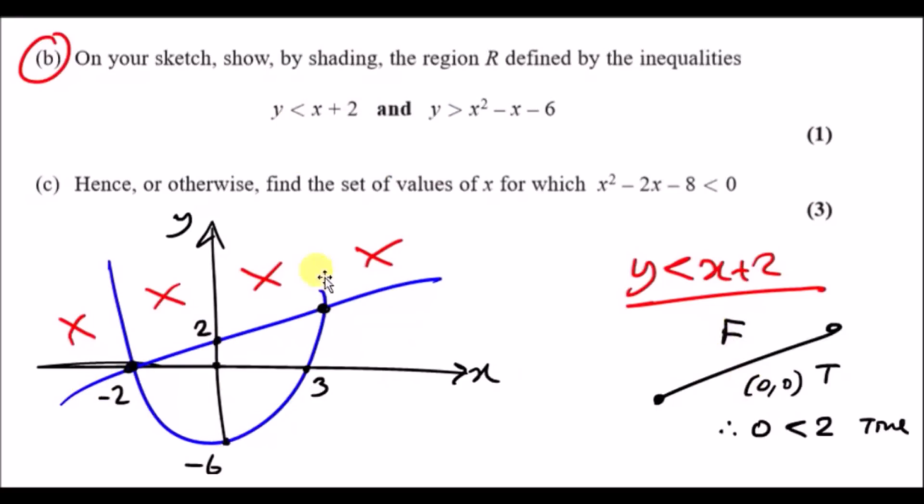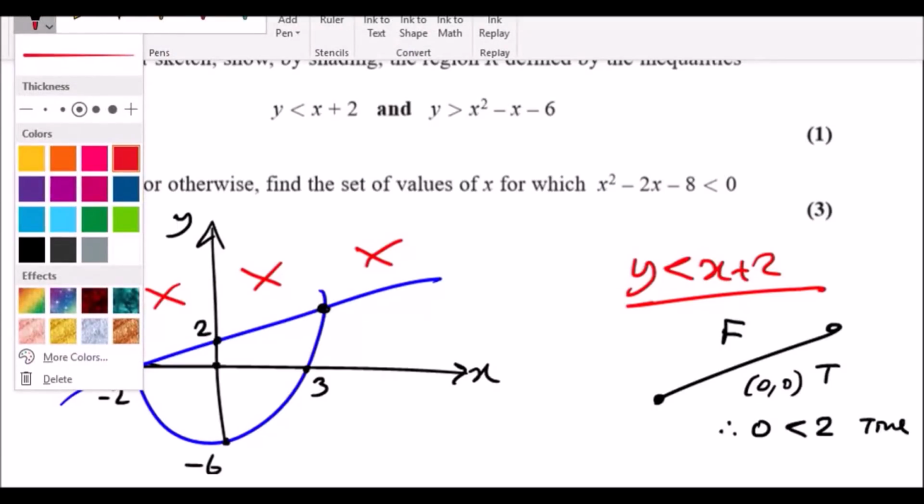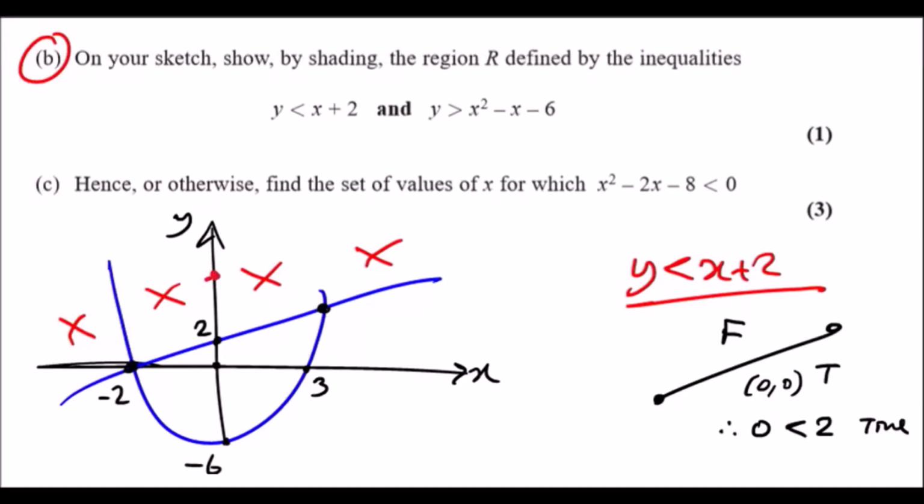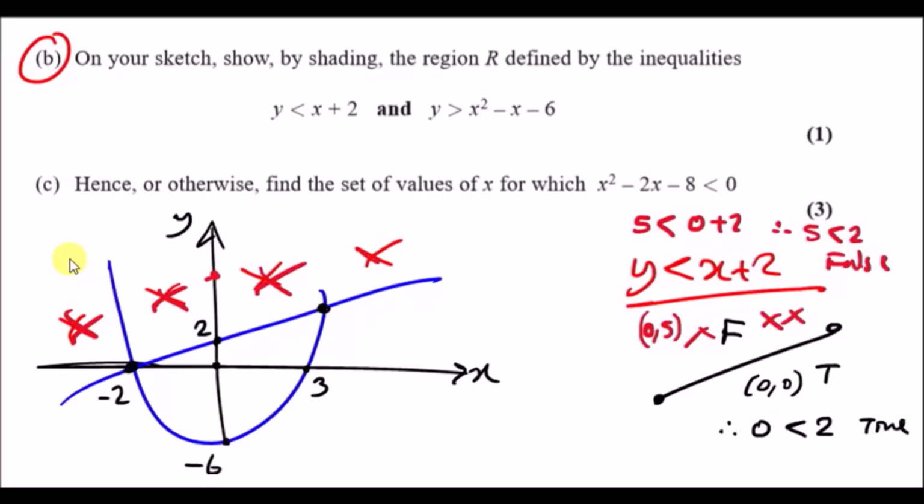If I plugged in any values above over here, for example, let's pick something above. Let me just get my pen out. To the red. Suppose we chose a corner up here, let's say 0, 5. If you plug into this equation, you're going to get 5 is less than 0 plus 2, which is 5 is less than 2. And this is clearly false. So this means this is wrong. So any corner you place on the above side is false. So that's why I put these X's, indicating that this side is completely false.